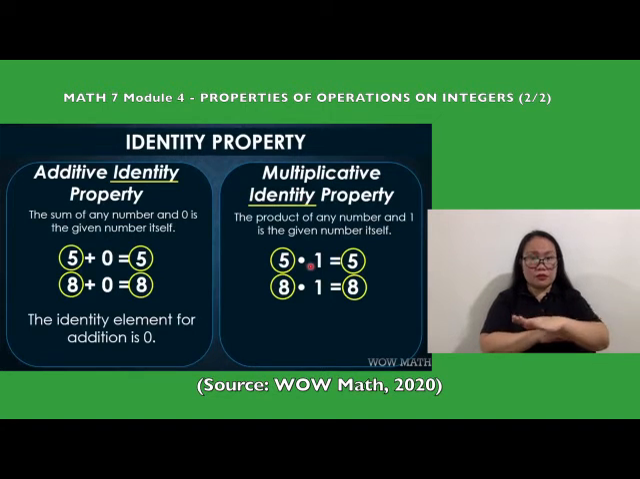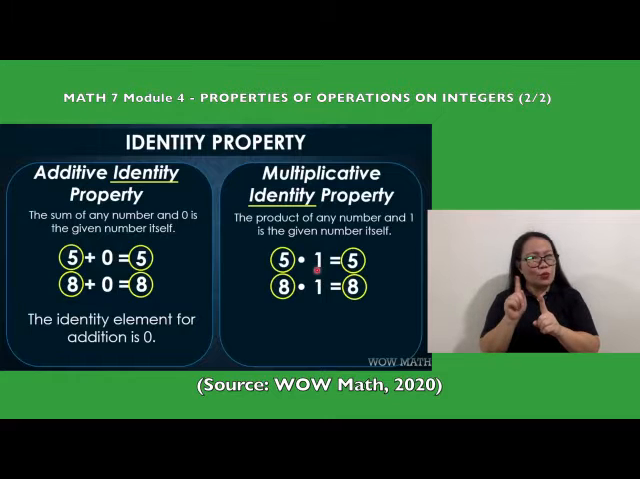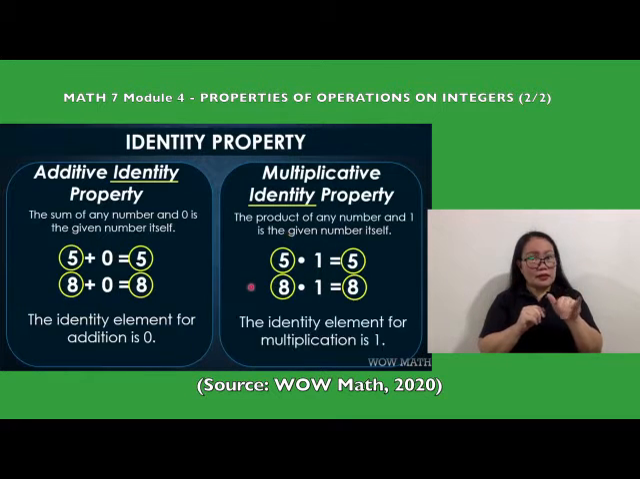Now, what makes your product similar to the given number? When we are multiplying the number by 1. So, therefore, ano ang identity element sa multiplication? Very good. That is 1. So, the identity element for multiplication is 1.